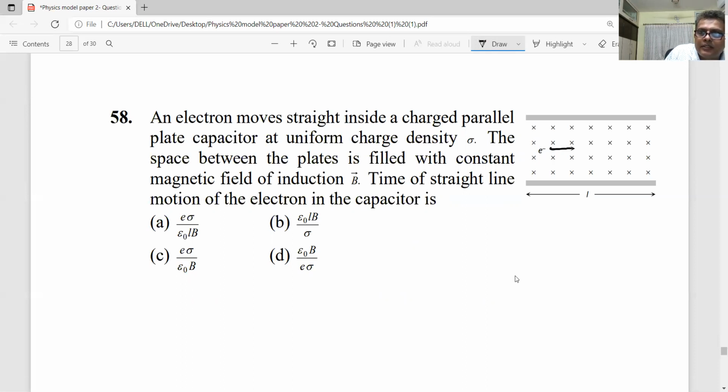This is the electron movement. L is the length. So it is a capacitor. That's why the net force acting on the electron is Fe, due to the electric field, and Fm, due to the magnetic field. But you must remember one thing. The particle is going straight. That's why the net force should be 0. Otherwise, the particle would have gone in a different random direction. If it is going straight, the net force acting on it will be 0. Newton's first law.